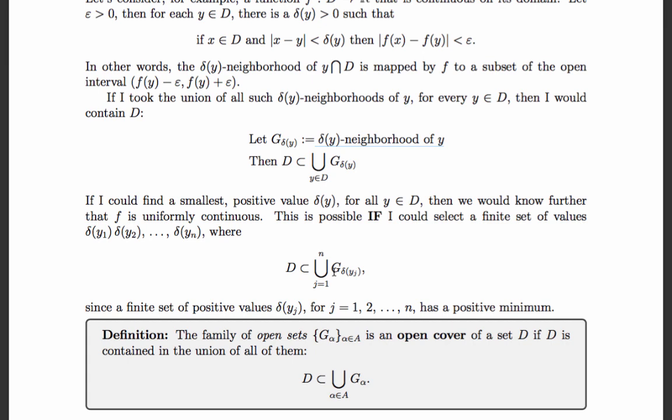But this is kind of a new way of thinking about how the real line and subsets of the real line are warped by a function, and how we can actually describe subsets of the real line.